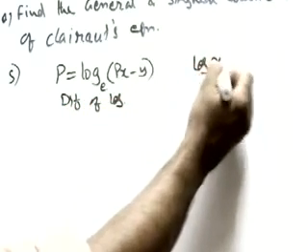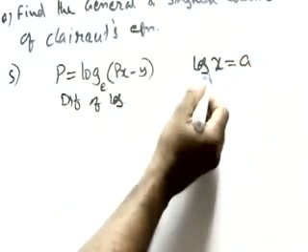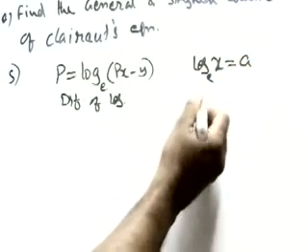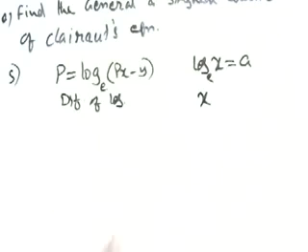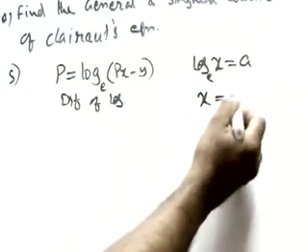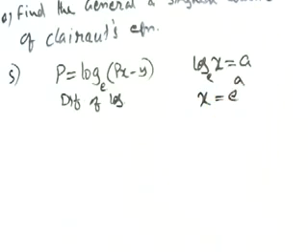You see here, suppose we have log x equals a. Here we have base e. If we take out log, what is left here? x. This e will come here. It will be e power a. This is the definition of log.